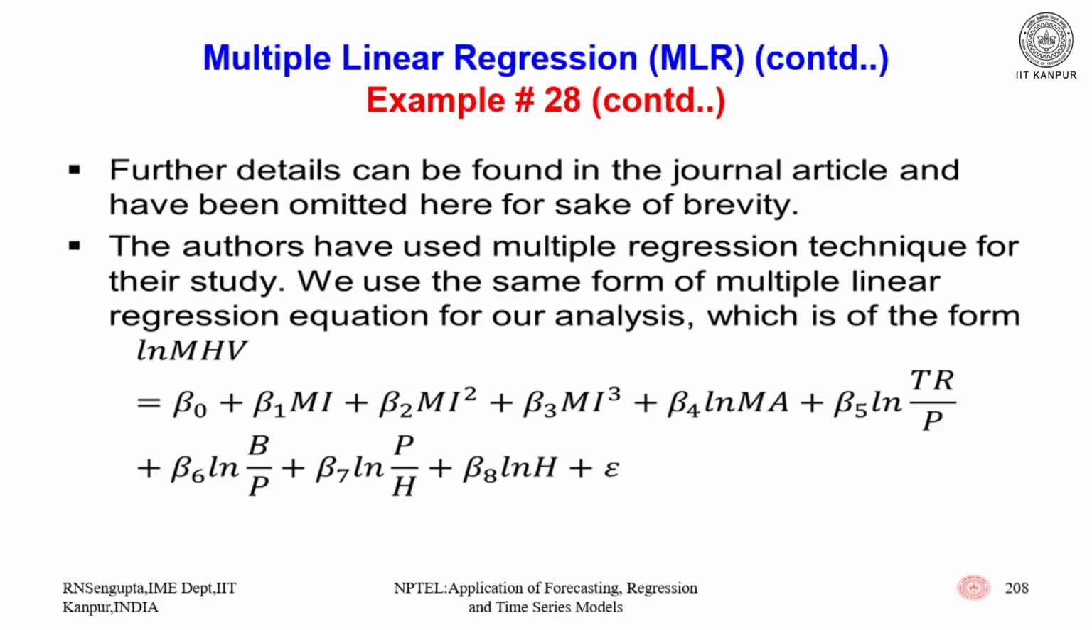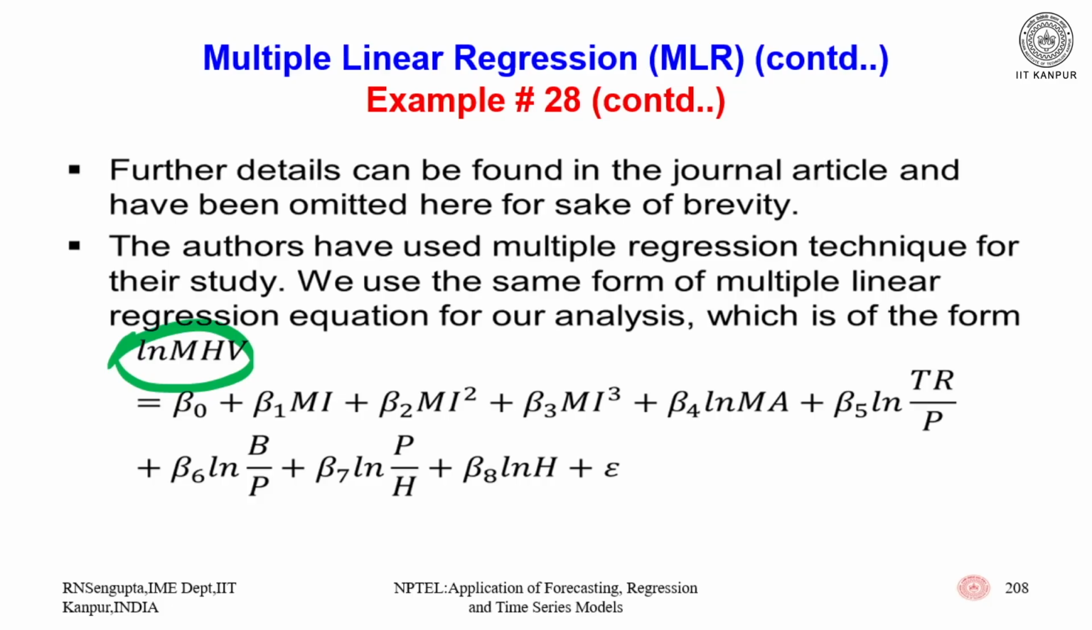Rather than the price, the actual median household value, they are taking the ln of that, because when they plotted the ln of the median household values, that came out to be nearer to normal than the median household value. Hence, the concept of transformation which I was talking about in the last 2 lectures is important. So, rather than taking MHV, the logarithmic values are taken.